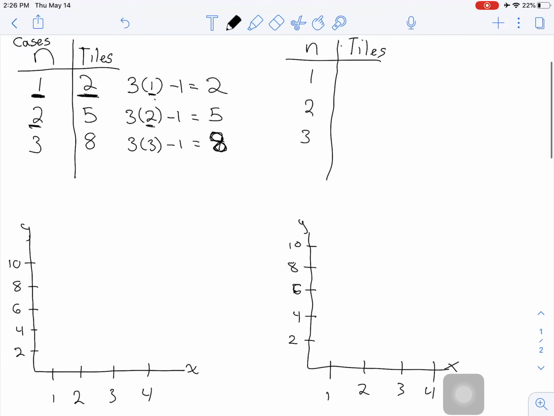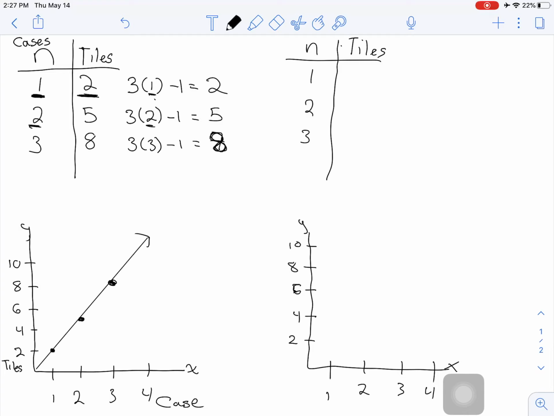Now what we could do with these numbers is actually plot them. So where we have case, let's say on the bottom here, and we have tiles along the side. In case 1, there are 2 tiles, so we're going to put a plot point right there. In case 2, there are 5 tiles, so we're going to put a point right here. And in case 3, there are 8 tiles, so we're going to put a point right here. Now we notice that this forms a straight line.